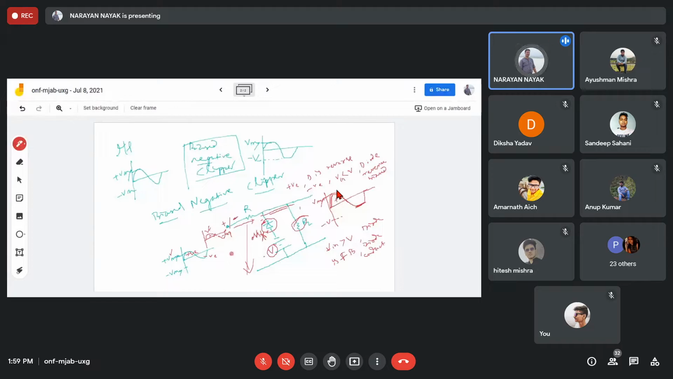But during the negative half cycle, the diode is in reverse bias condition. Why? Because the input voltage you are applying is less than the battery voltage. So during that condition, if the input voltage is less than the battery voltage, the diode is reverse biased. Diode reverse biased means what will happen? It is off.